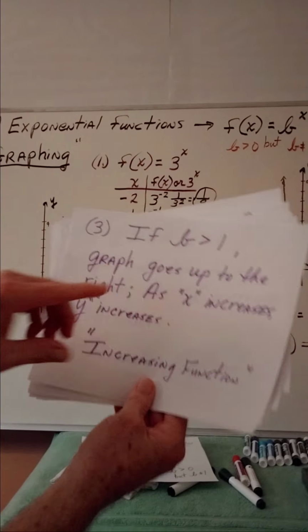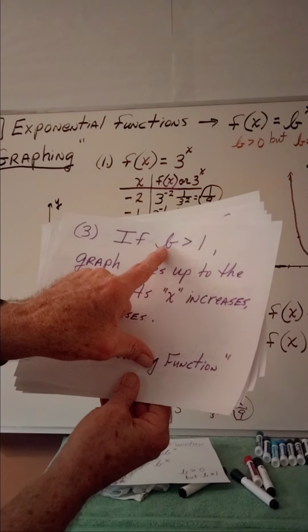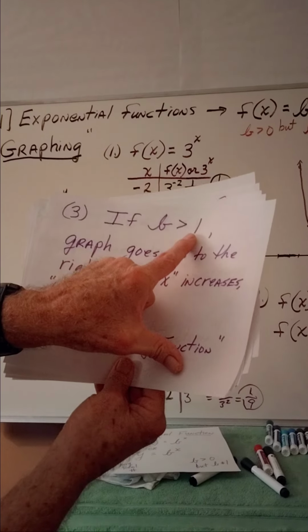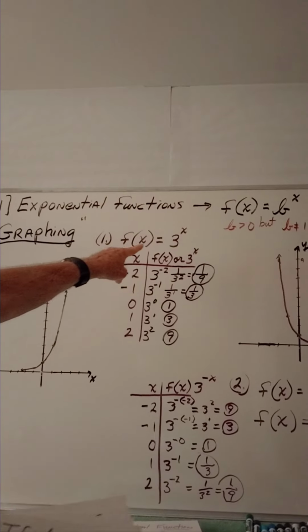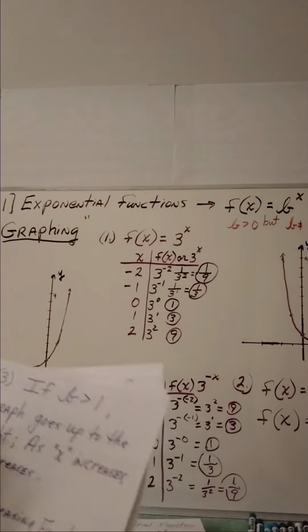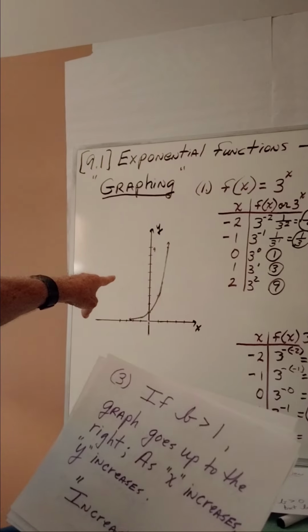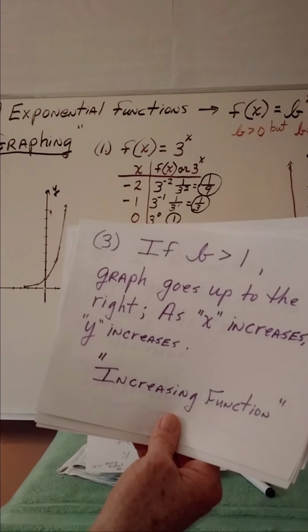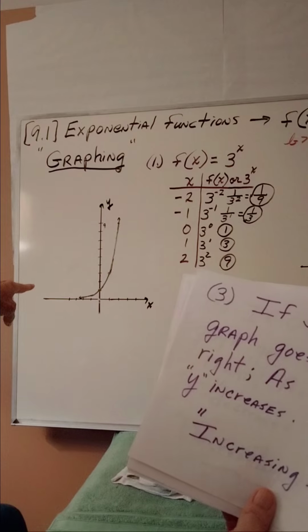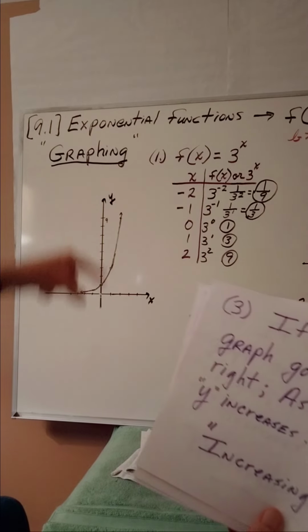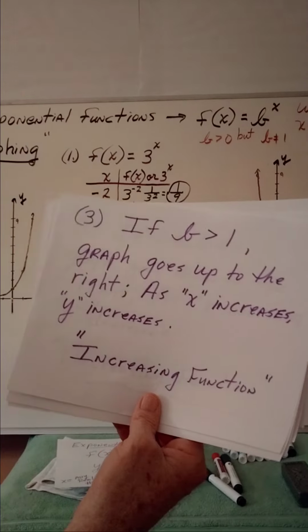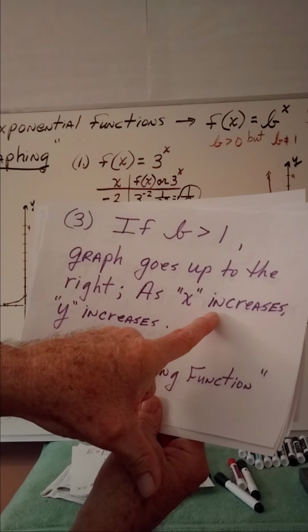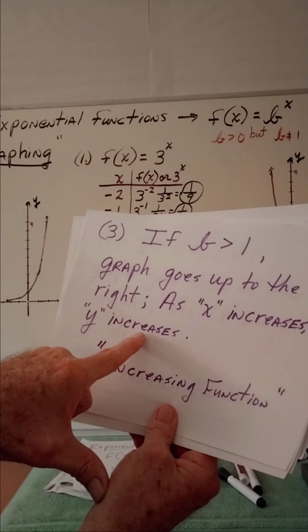Characteristic number 3. If b is greater than 1, we're looking at that graph. If b is greater than 1, the graph goes up to the right. You bet your boots it is. It's going up as you move to the right. As x increases, y will increase.